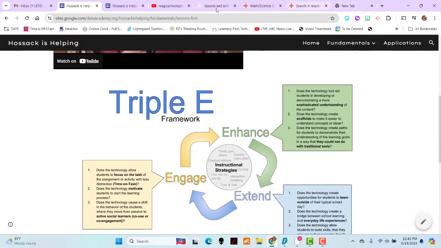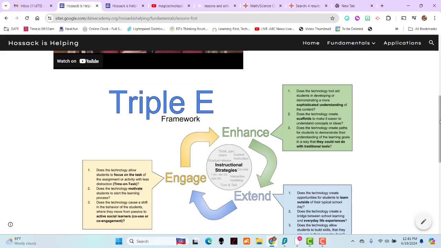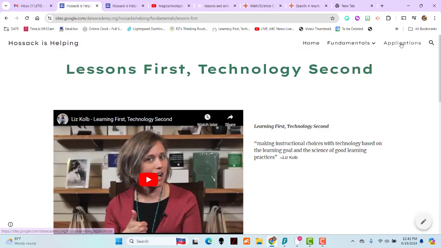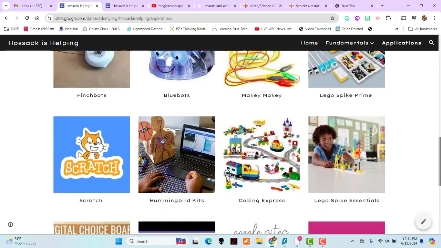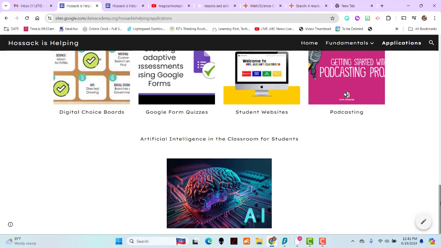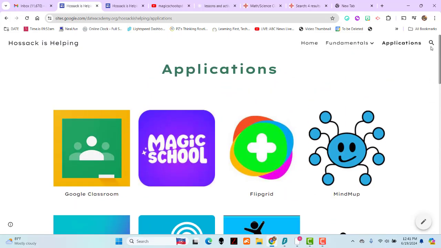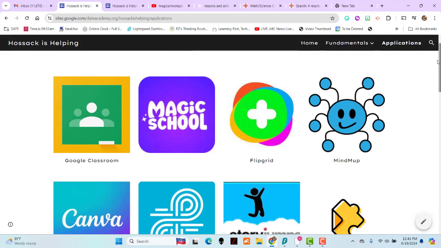In addition, there are lessons you can do with robots. This particular robot is called an Ozobot. There are ELA lessons, art and music lessons, math, social studies, and science. And you can also use Legos in your classroom. So we want to get these things into your hands. We want to make sure that you have these things in your toolkit.